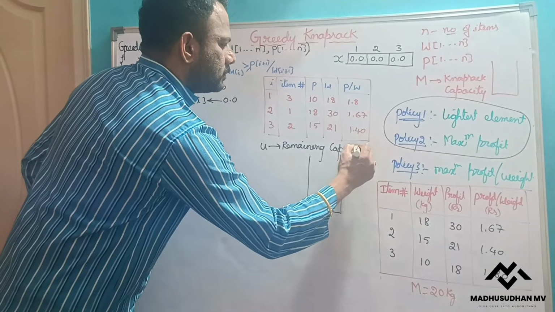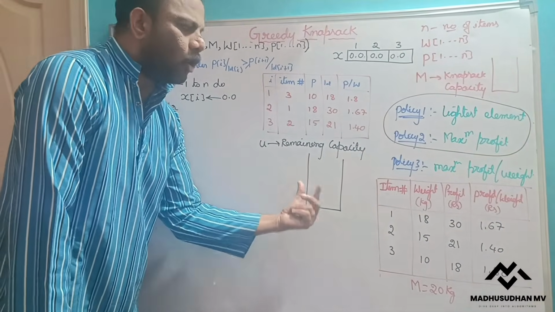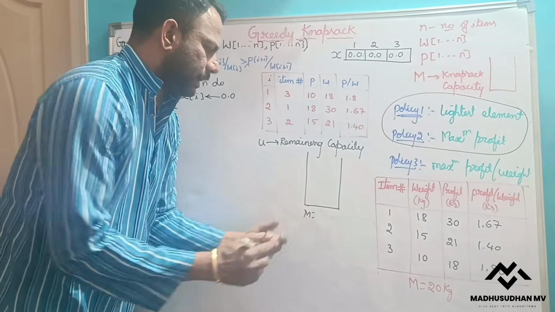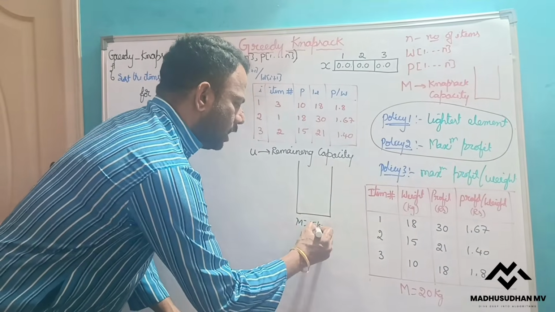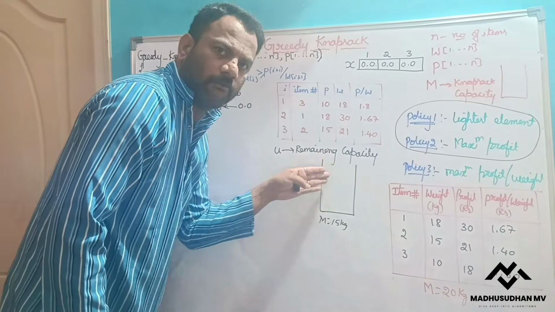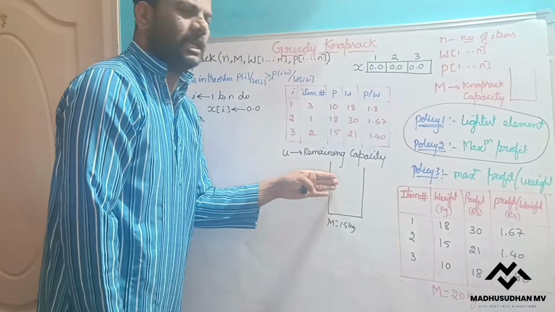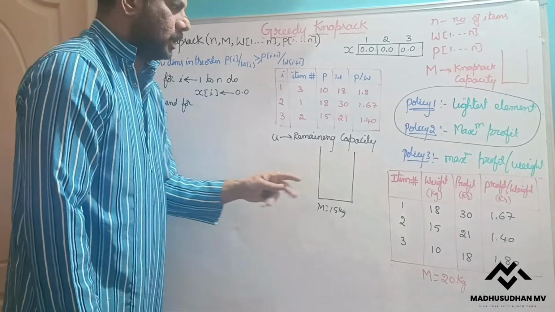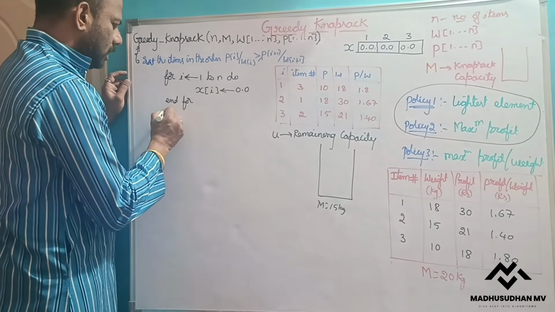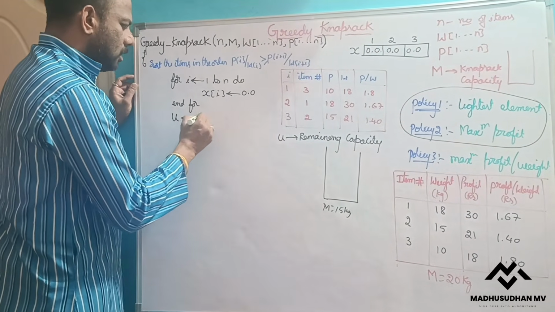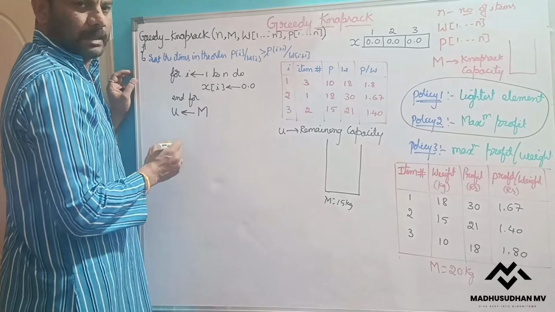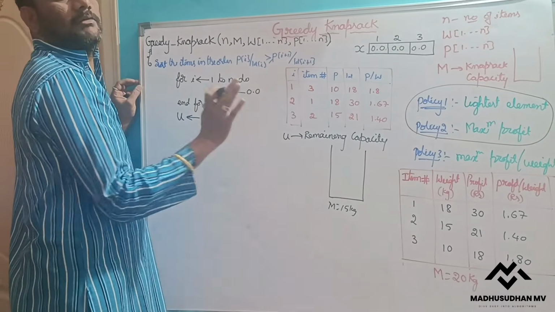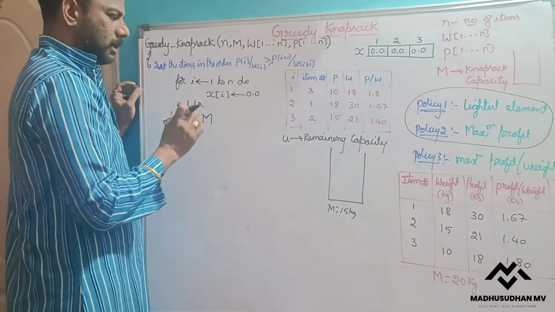Remaining capacity of the knapsack means, for example, say it is 15 kg. How much can I still fill? Complete 15 kg. That means right now the remaining capacity is 15 kg. That's what U is. So initially U is the maximum knapsack capacity, and that much is initially available.